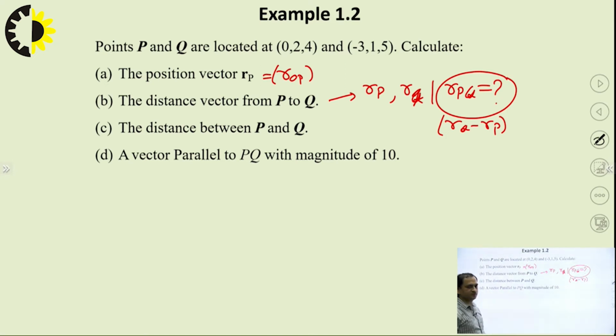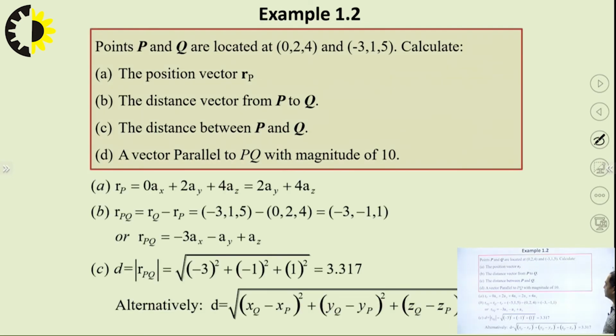So you have to do that one. Then the distance between P and Q. This is a distance vector. Now for the distance between P and Q, you have to take the magnitude of this vector. Then a vector parallel to PQ with magnitude of 10. This is a very, very interesting and very important question, which we will cover here as well. Very easy questions.